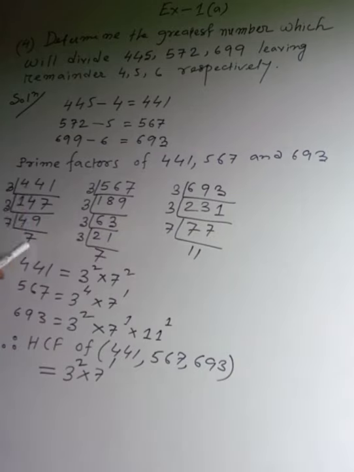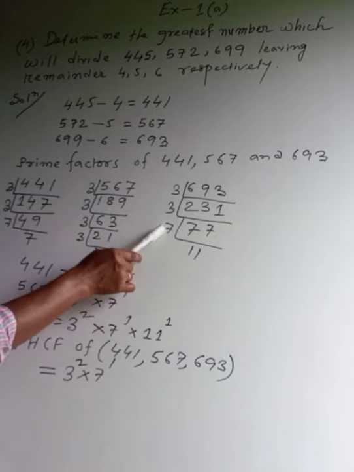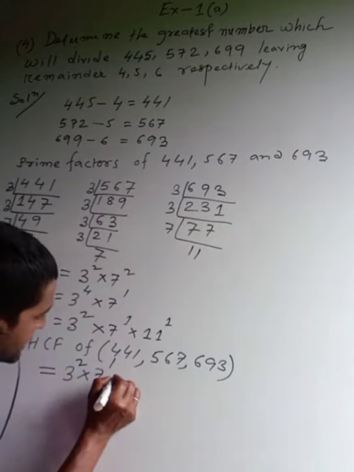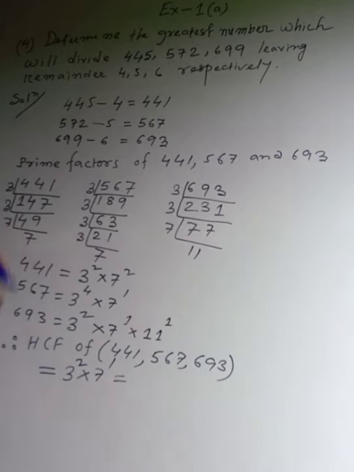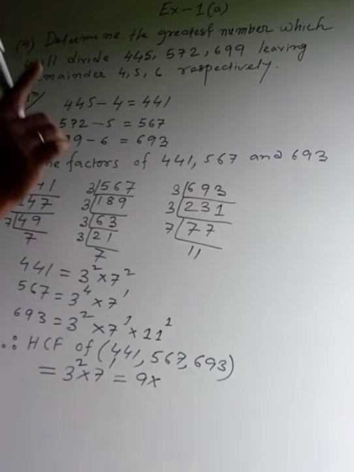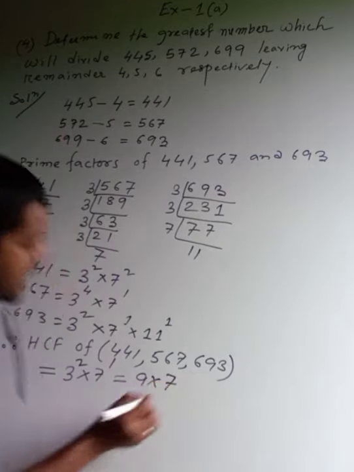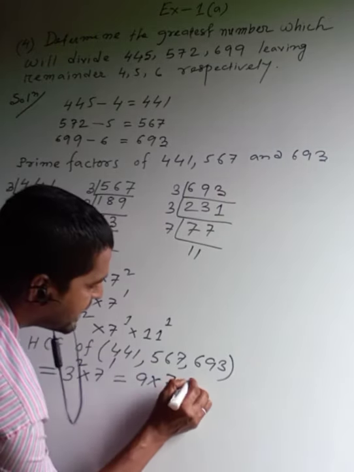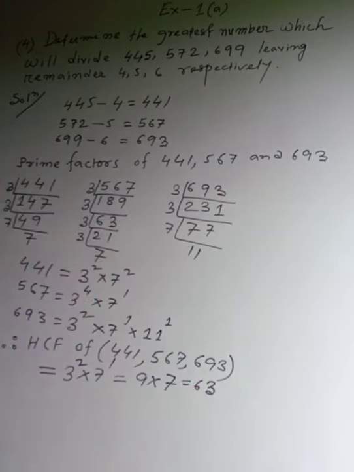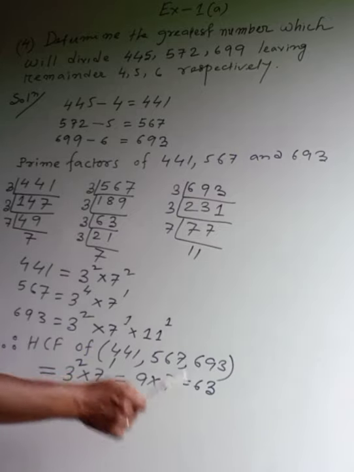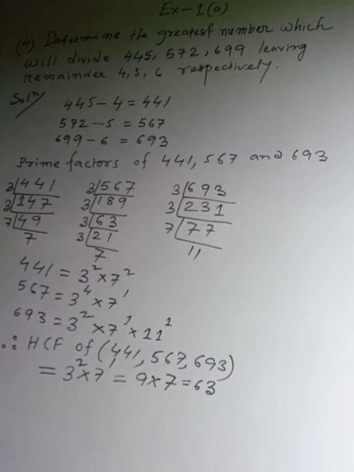Similarly, for the first number you will get 7 to the power 1. For the second number you will get 7 to the power 1. It means single time. For the third number also you will get 7. That's why 7 to the power 1. 3 square means what? 3 into 3, how much? 9. 7 to the power 1 means what? Only single time 7. So 7 into 9, how much? 63. So this is the HCF you got. So this number will be the final number.